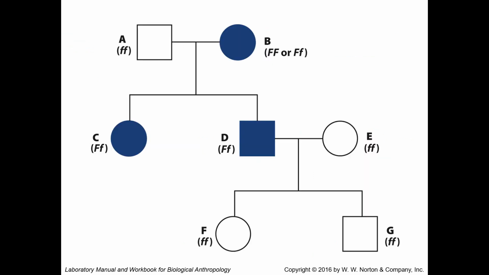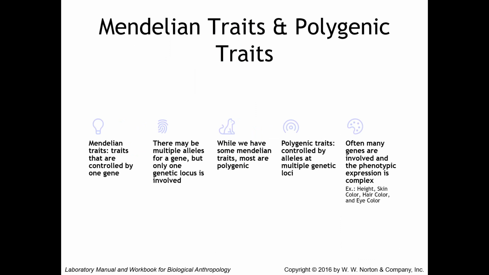So now moving on, right? Moving on to Mendelian traits and polygenic traits. So Mendelian traits are traits that are controlled by one gene. That is what we have been looking at, right? The attached earlobes, the hitchhiker's thumb, the freckles, right? These are Mendelian traits. There may be multiple alleles for a gene, but only one genetic locus is involved. What we mean by genetic locus is the location of a gene on a chromosome.